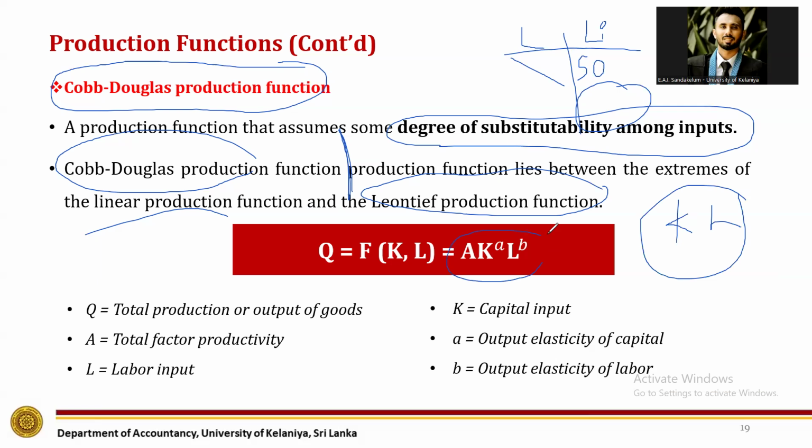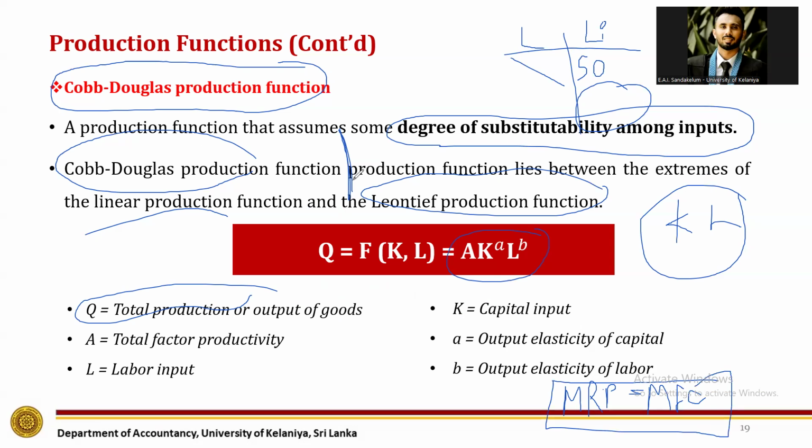As the equation, the equation given is Q = A multiplied by K to the power a, L to the power b. Q means you already know the total production, because our final target is to produce the maximum quantity by utilizing the optimum quantity of input. So what is the decision criteria to determine the optimum quantity of input? What is the decision criteria to select the optimum quantity of inputs? The criteria is the marginal revenue product should be equal to the marginal factor cost. We can say this is the optimum input.